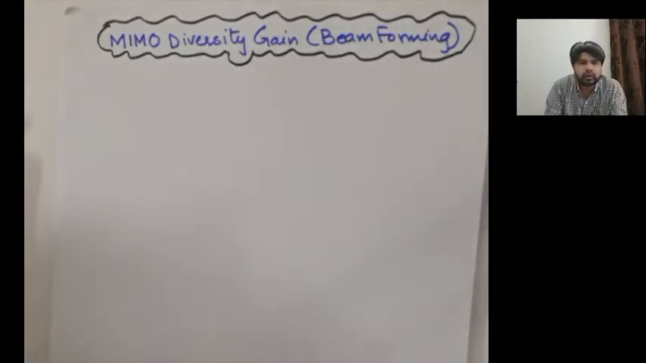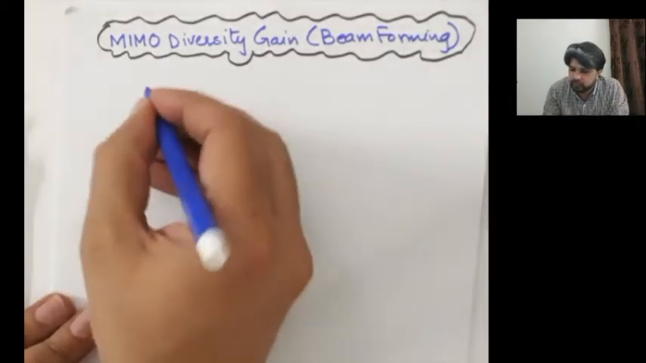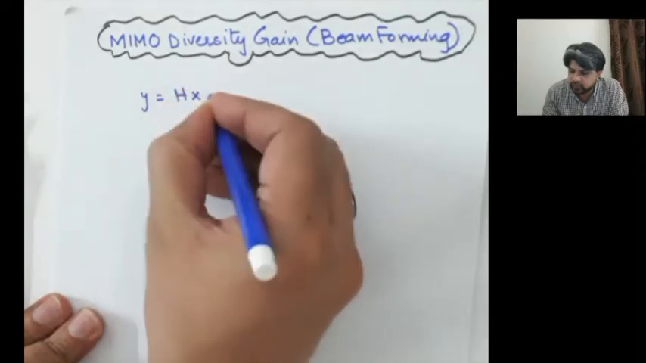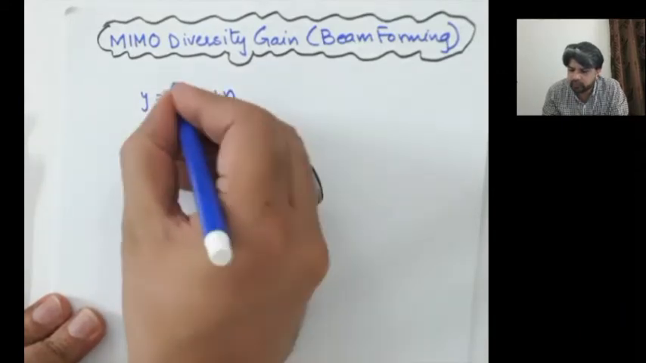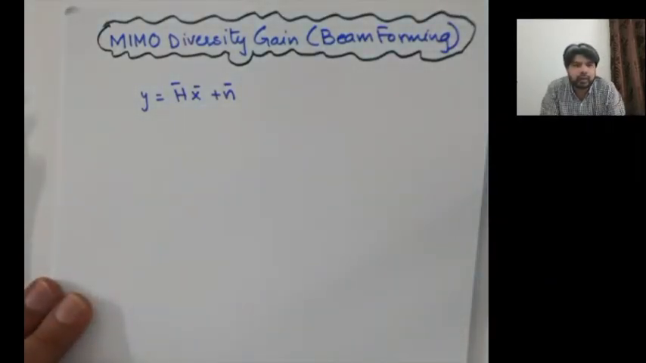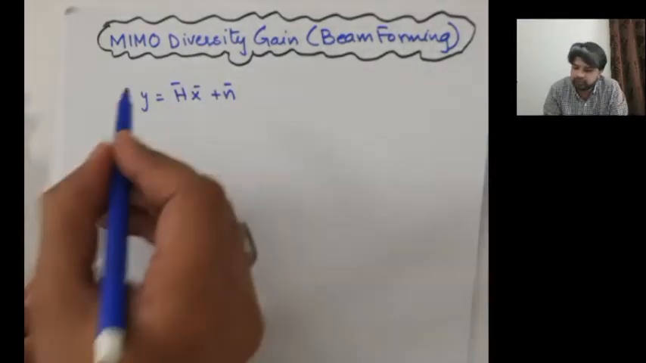So now let's talk about if we want to achieve diversity gain instead of multiplexing gain with a MIMO setting, how would we go about achieving the diversity gain with the MIMO setting? So again, we have this channel model y equals Hx plus n, where remember this H is an MR cross MT channel matrix, right?